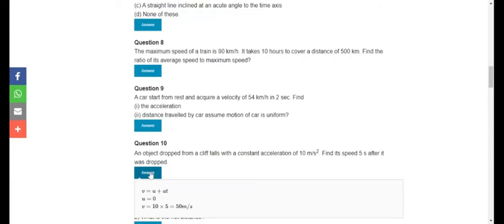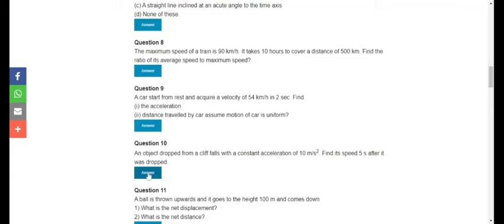So the answer for this question would be v is equal to u plus at, and when something is dropped from a certain height, its initial velocity is 0. So we will get v equal to at. So acceleration is 10 and time is 5. So the final answer we get is 50 meter per second.